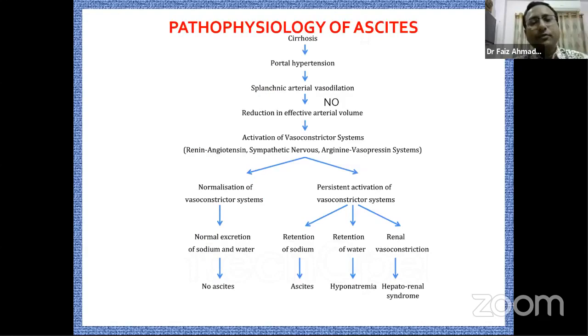This slide is for how ascites develops in a patient with cirrhosis. I'm not going into details. We can take another class on ascites when we can discuss its pathophysiology in detail. But in short, in a cirrhotic patient due to portal hypertension, there is splanchnic arterial vasodilatation, which ultimately causes a reduction in the effective arterial volume in the central circulatory system, which causes activation of the renin-angiotensin system, and therefore there is fluid and salt retention, which ultimately leads to ascites.